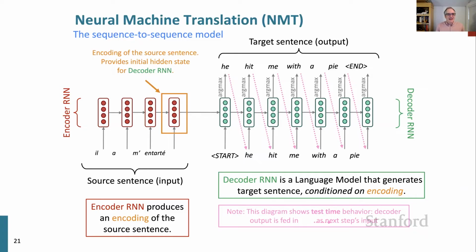For the training time behavior, when we have parallel sentences, we're still using the same kind of sequence-to-sequence model, but we're doing it with the decoder part, just like training a language model where we're wanting to do teacher forcing and predict each word that's actually found in the source language sentence.